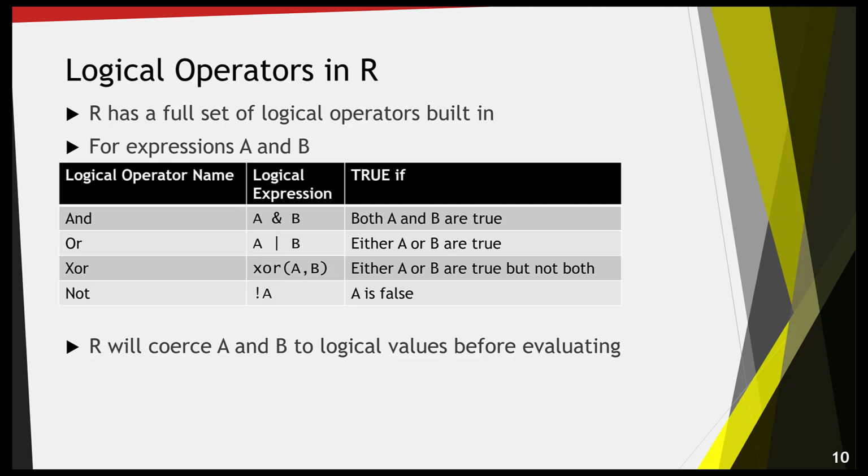Next is the XOR operator, spelled XOR. What this is actually a shortcut for is the exclusive OR operator. It's a function that takes A and B as arguments. The XOR operator returns true if either A or B, but not both, are true. Lastly, there's the NOT operator. This only takes one argument, so it's an exclamation point followed by an expression. In this case, not A will return true if A is false. If you ever try and feed something that is not a logical value, a true-false value, to one of these logical operators, R will coerce it to a true-false value before evaluating.